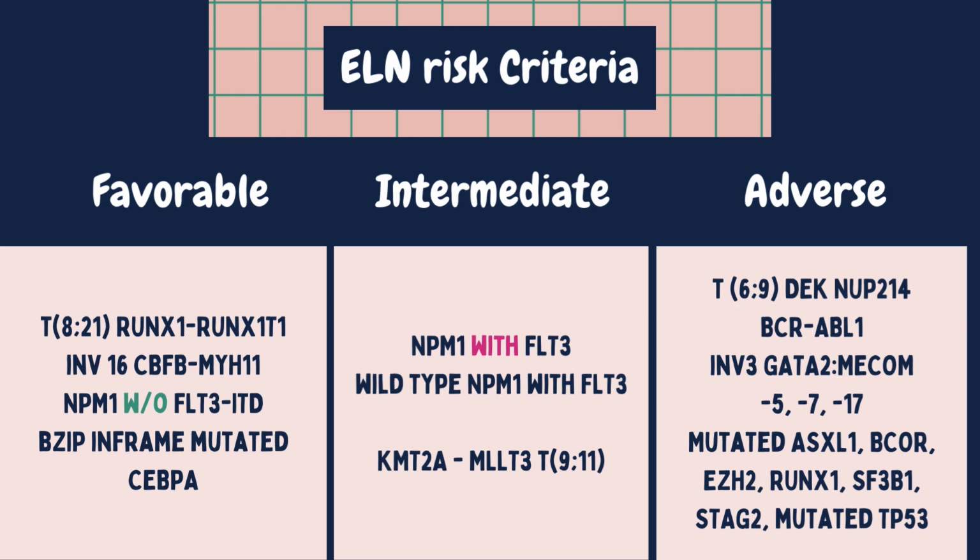Whereas in adverse risk patients, allogeneic stem cell transplant would be needed after first remission. Mutated RUNX1, ASXL1, TP53. This is more secondary biology and therefore needs to be treated more intensely. And patients with adverse features will need a stem cell transplant.